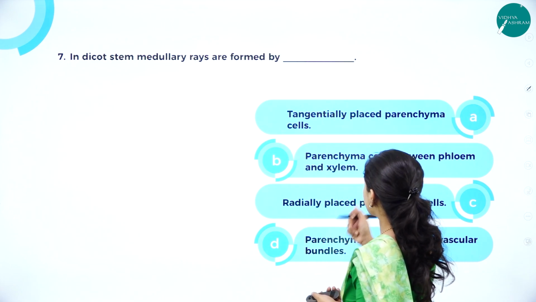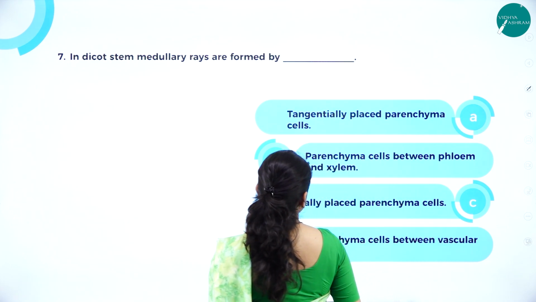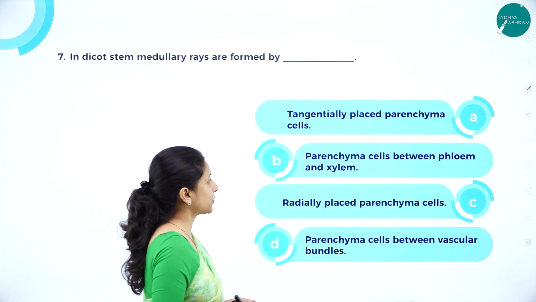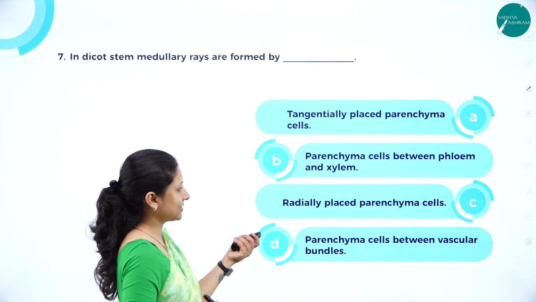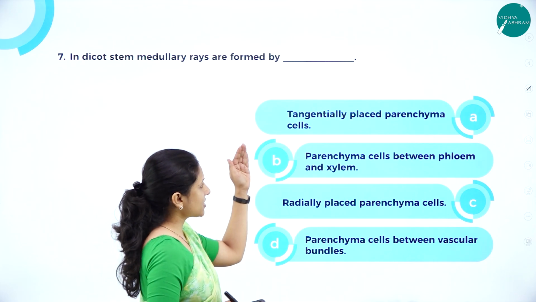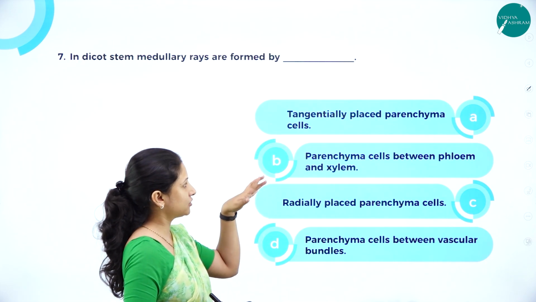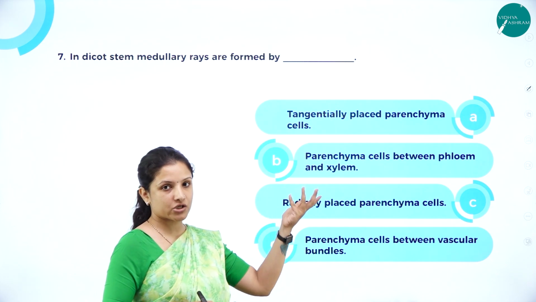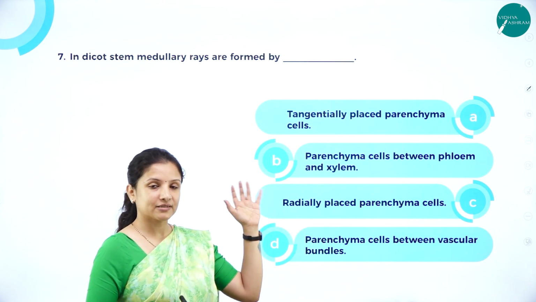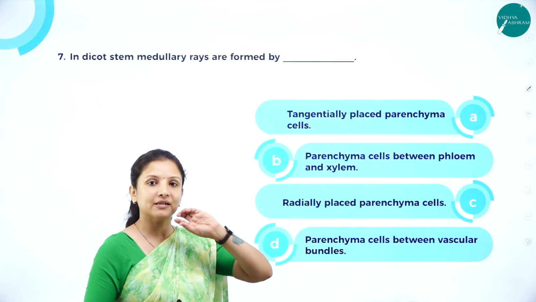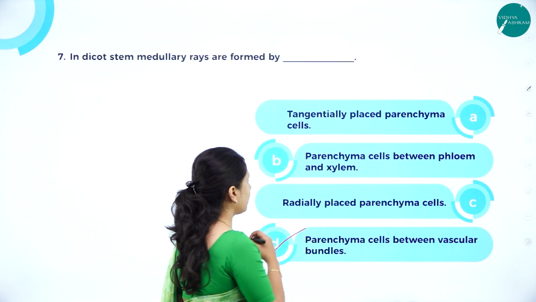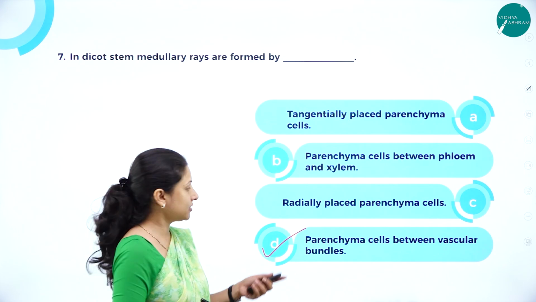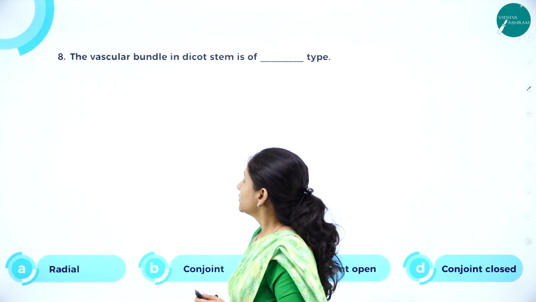So, the options are tangentially placed parenchyma cells, parenchyma cells between phloem and xylem, radially placed parenchyma cells, and parenchyma cells between vascular bundles. Tangentially placed parenchyma cells, no, it has nothing to do with the tangential or the radial placement. It is just that between the vascular bundles, they have the parenchyma cells. So, therefore, parenchyma cells between the vascular bundles is the right answer here. That is option D. So, next question.